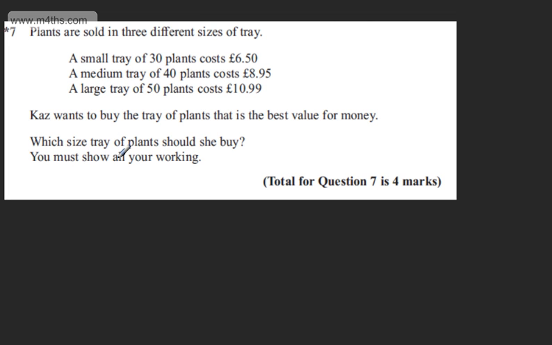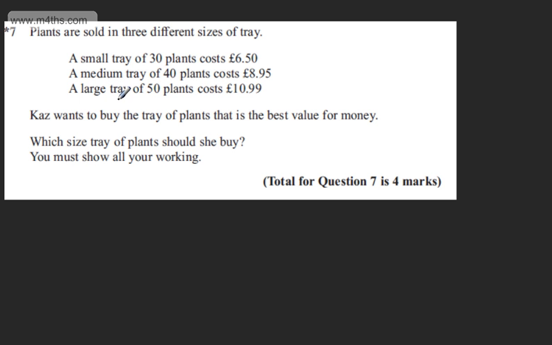This is question number 7 and it's an asterisk question. We're told plants are sold in 3 different sizes of tray. A small tray of 30 plants costs £6.50. A medium tray of 40 plants costs £8.95. A large tray of 50 plants costs £10.99.